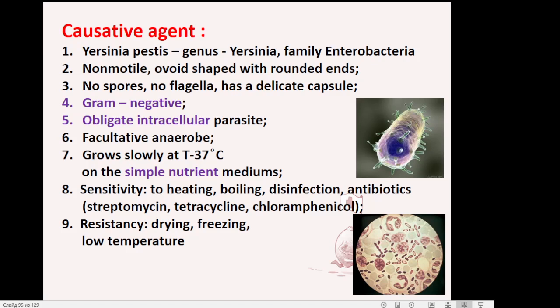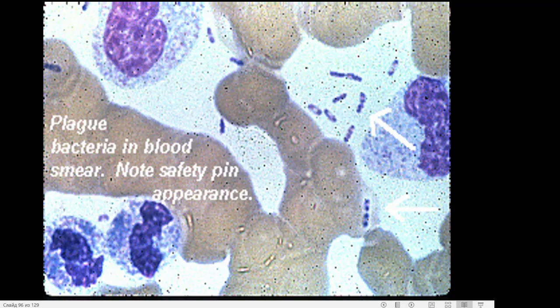Facultative anaerobic bacteria. Sensitive to heating, boiling, disinfectant solutions, and some kinds of antibiotics, not all. Resistant to freezing, first of all, drying, and low temperature. A psychrophilic microorganism, it likes cold. Here is how the microorganism looks in a blood smear. This is the causative agent.